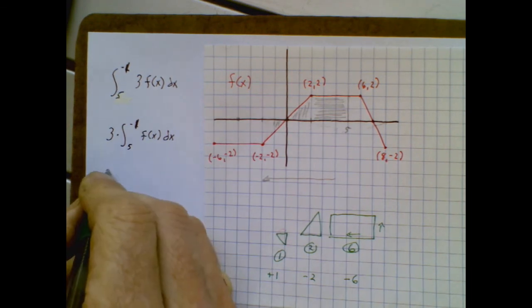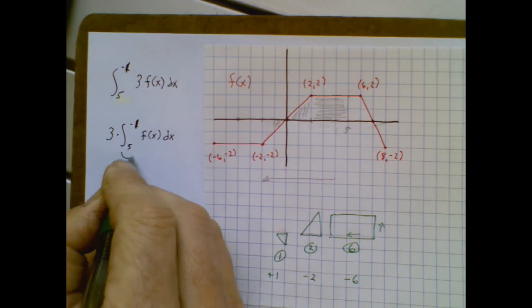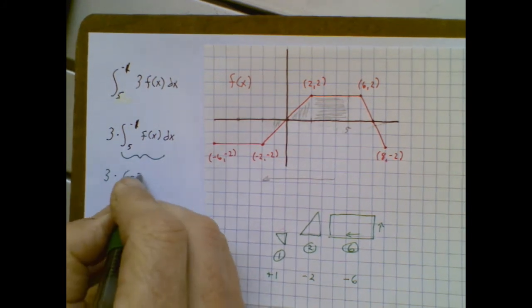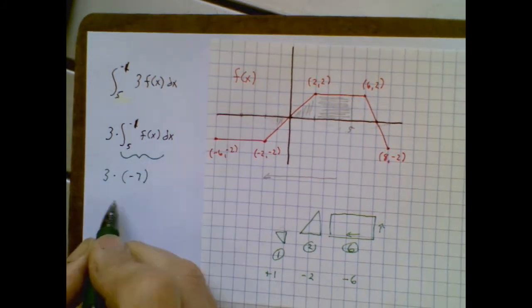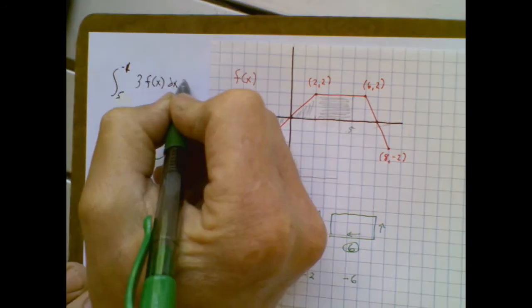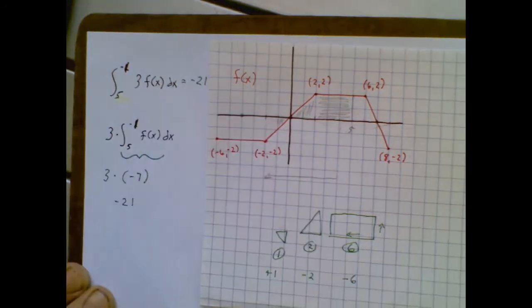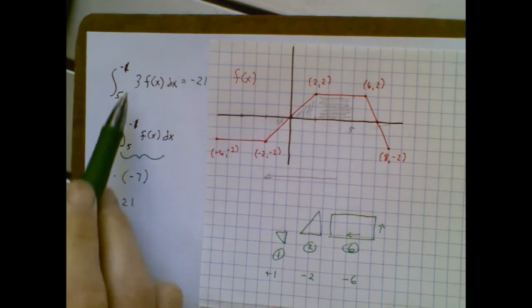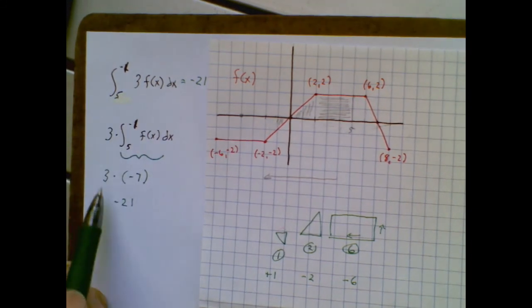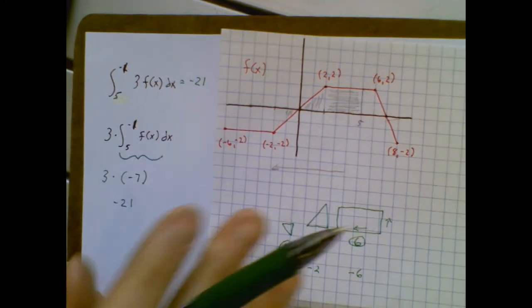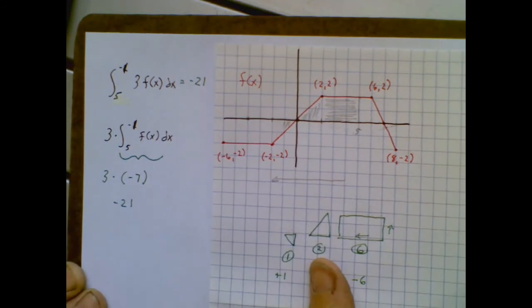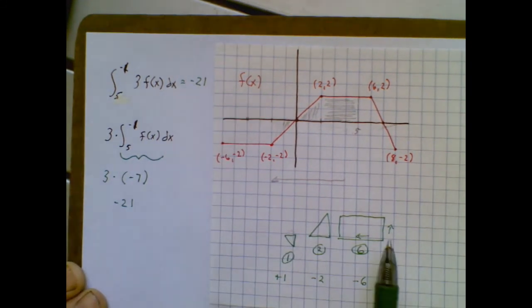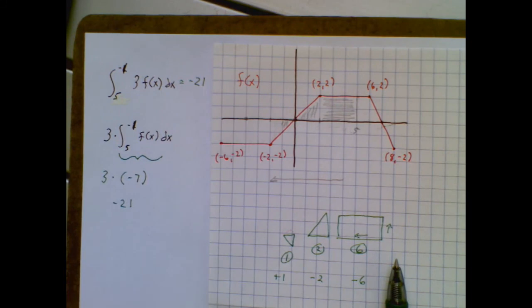So what I have is 3 times -7, or an answer of -21, because that 3, which I moved to the outside earlier, has to still come into play for the final answer. So that's kind of a doozy of a final question, but it shows you all the moving parts working together. Hope you enjoyed your introduction to integration.